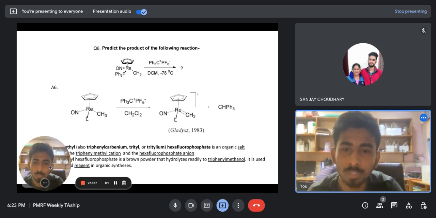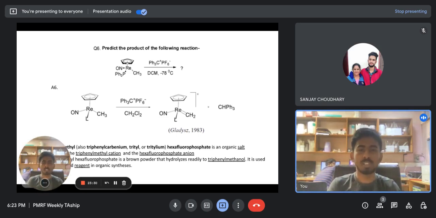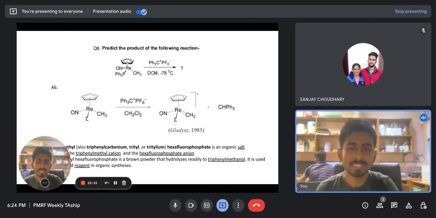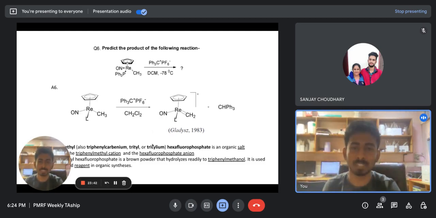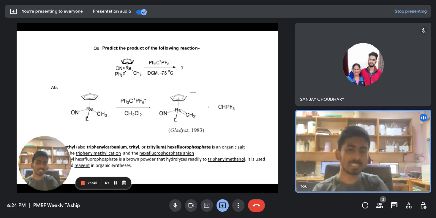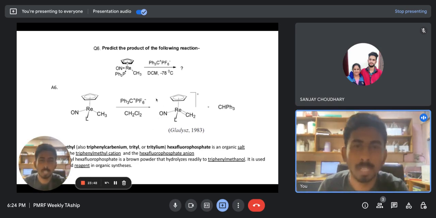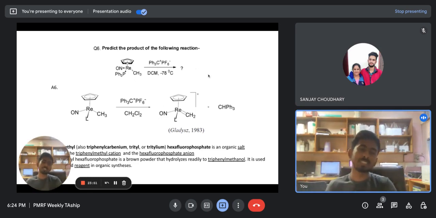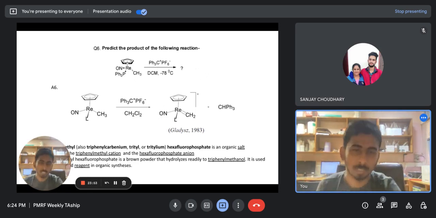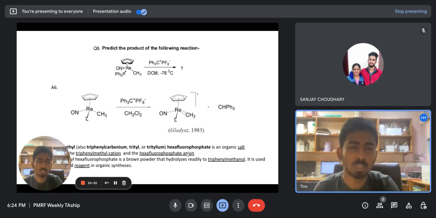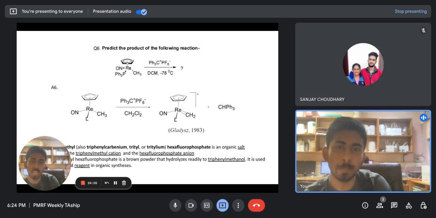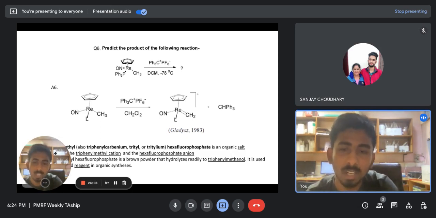So here you can see this is a triphenyl carbenium or trityl hexafluorophosphate. It is a popular organic salt. It is a very important salt, commercially available as a brown powder. This Ph3C+ PF6 minus compound readily hydrolyzes to triphenyl methanol. Whenever it comes into contact with moisture, it takes up OH from the moisture and behaves as Ph3COH, triphenyl methanol. It is used as a very good hydride abstractor reagent in organic synthesis.